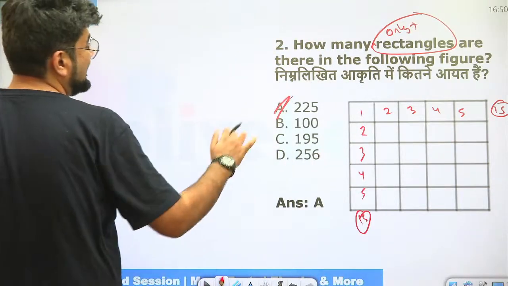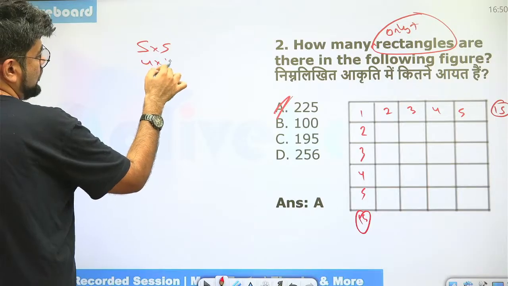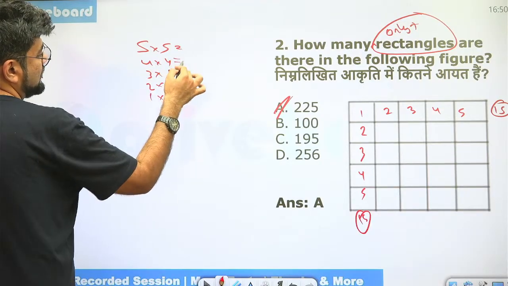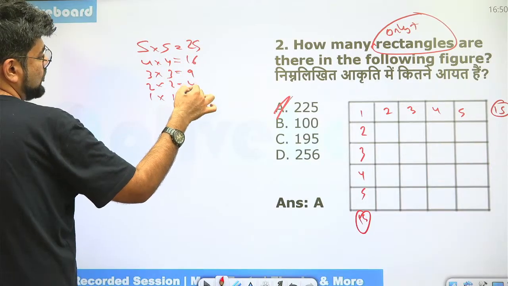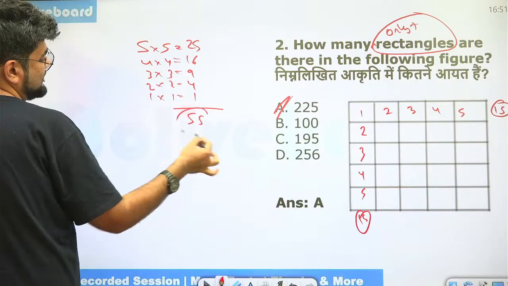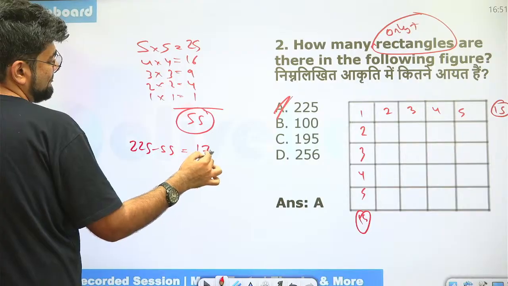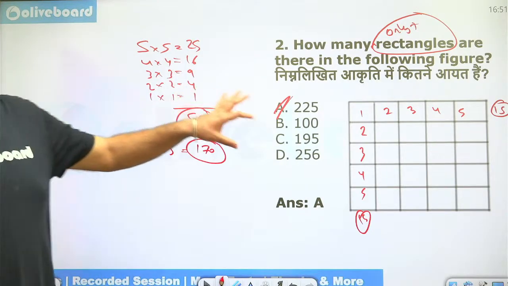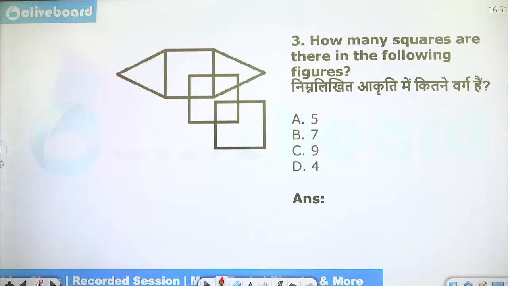But how about only rectangles? So for that, I'll have to subtract the squares. How many squares will I have? 5 into 5, 4 into 4, 3 into 3, 2 into 2, 1 into 1. Correct? So how many squares are there? 25, 16, 9, 4, 1. So this is 25, 25, 50 and 5. 55 squares. Just subtract 225 and 55, you get 170. Okay. This was not asked in the question. This is an additional thing which we are doing. If at all a question can be asked like this, then this is what you'll answer.